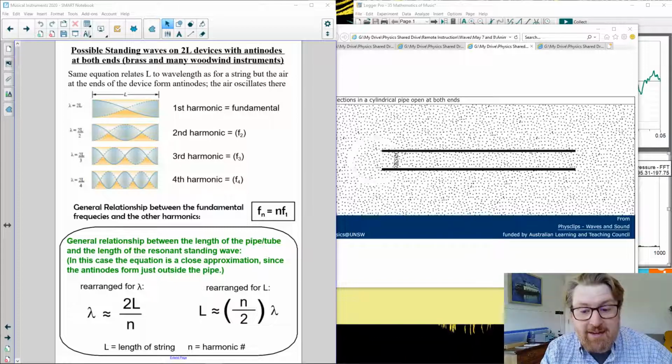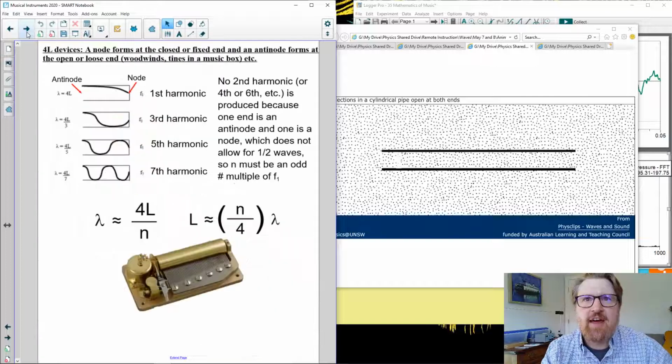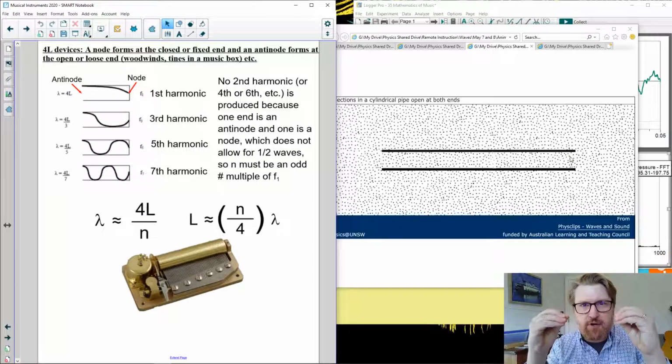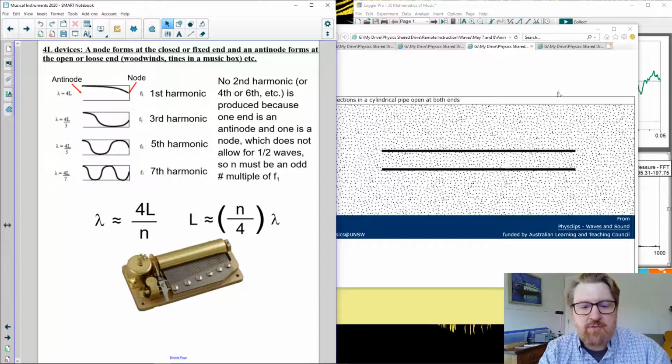All right, we're back. So there is one final kind of instrument that I want to show you, and it's an instrument that always sounds a little funny to our ears, and that instrument is what we call a 4L device. Now, a 4L device is asymmetrical, whereas the pipe that was open at both ends, the wave reflects the same way at both sides. For a string, the string is held at both ends, and so you'll have nodes at both ends. But if you have an instrument like a music box, where the metal tine is fixed at one end, that's where there'll be a node for the standing wave.